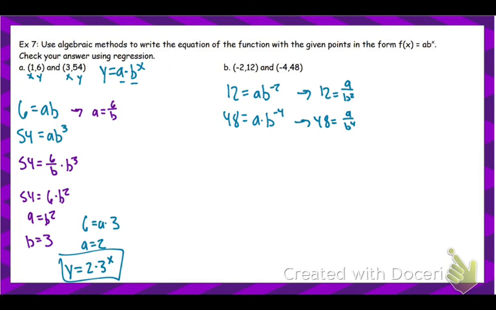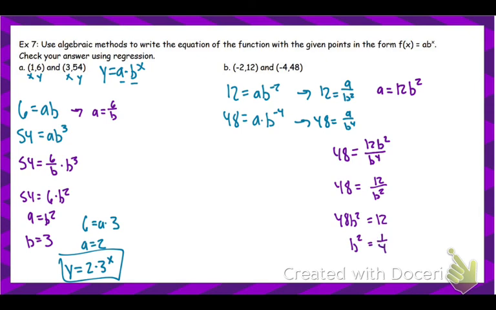So let's go ahead and solve for a on one of these equations. I'll solve for it on the top one. So a would be 12 times b squared. Let's plug it in. 48 would equal 12b squared over b to the fourth, which means that 48 would equal 12 over b squared. So 48b squared would equal 12. B squared would equal 1 over 4. When we square root the top and bottom. And again, the negative is not really going to be in effect here because our base is going to have to be the positive value.